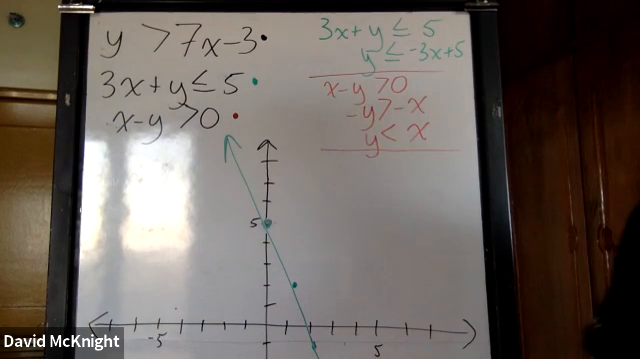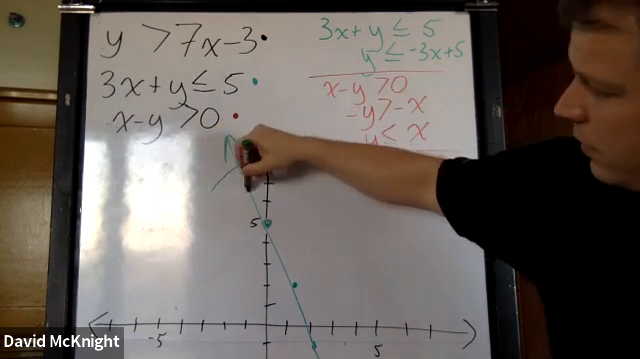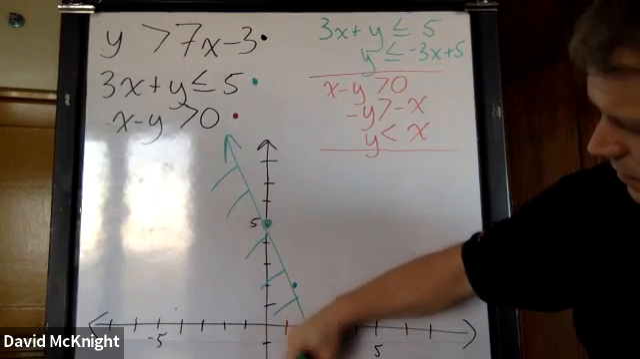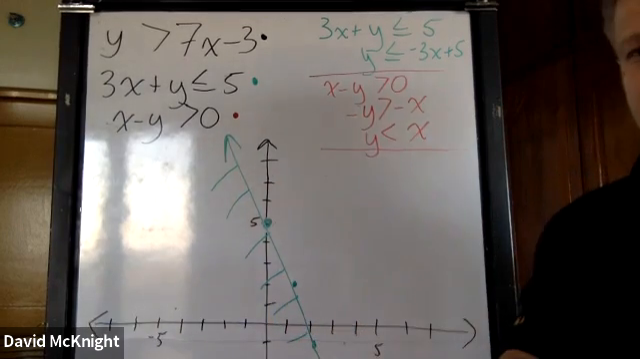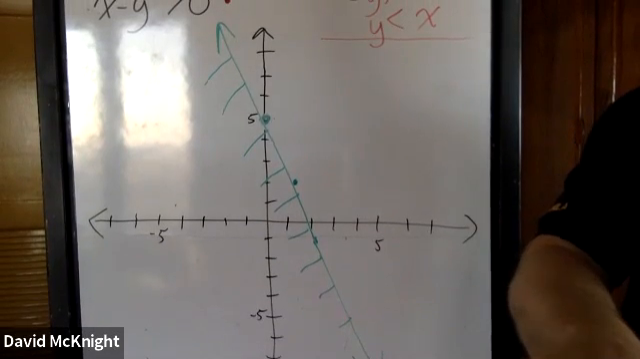All right. Now, since y is less than or equal to, we're going to shade below the line in that case. So have a look at that. Shade below the line. Okay.